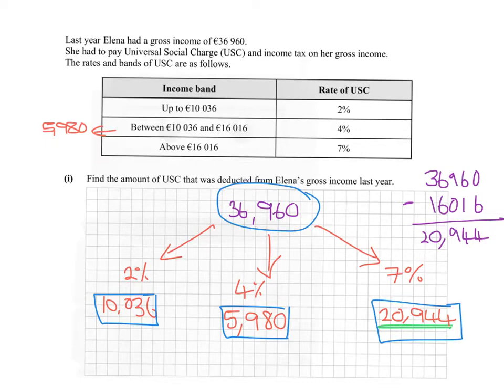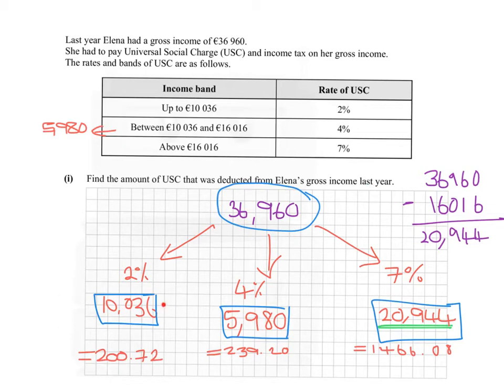Okay, so when we get 2% of 10,036, we get 272. When we get 4% of 5,980, we get 239.20. And then when we get 7% of 20,944, we get 1,466.08. Okay, so when we go back to the question, we want to find the amount of USC that was deducted from her gross income.